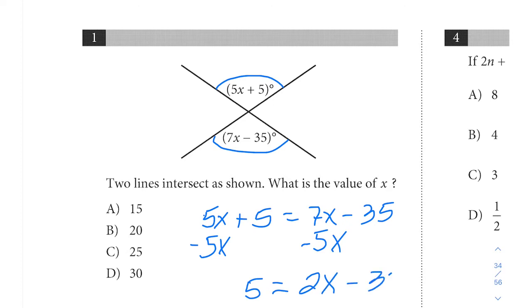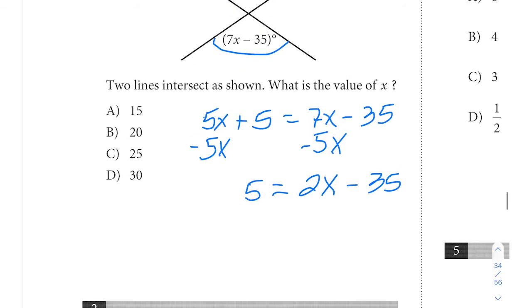And I like to go that direction. You could go the other direction. You could subtract 7x so that your variable is on the left. Some people prefer that, but that would leave us with a negative 2x. I always like to try to keep the coefficient positive if possible. And then from here we add 35 to both sides.